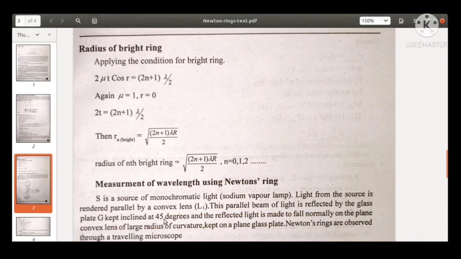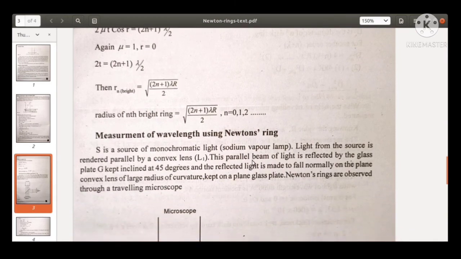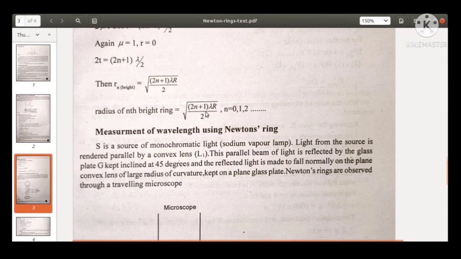The radius of the bright rings similarly can be obtained by applying the condition for a bright ring. If you apply the condition for a bright ring, this is the condition. Again we can take μ equal to 1 and r equal to 0, so that 2t is equal to (2n+1)λ/2. From this, the radius of the bright ring we obtain is the square root of (2n+1)λR/2, where n varies from 0, 1, 2, etc. So this is the radius of the bright ring.